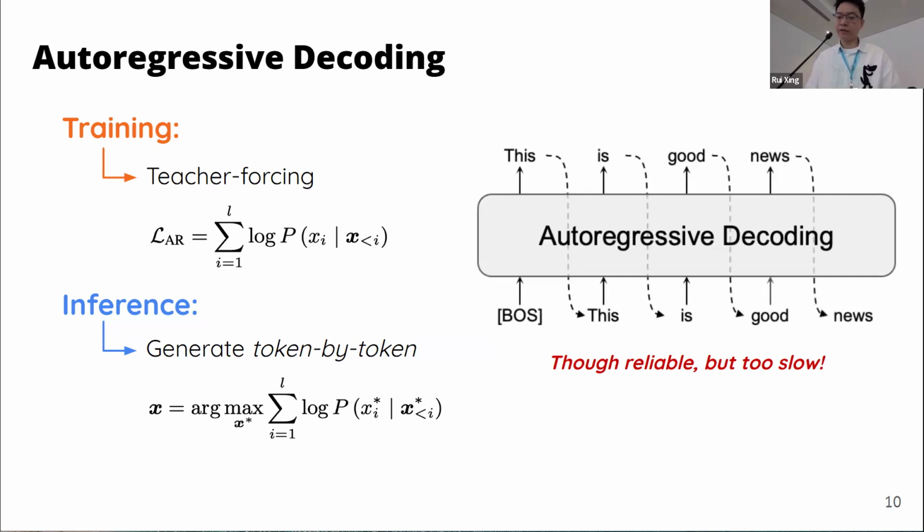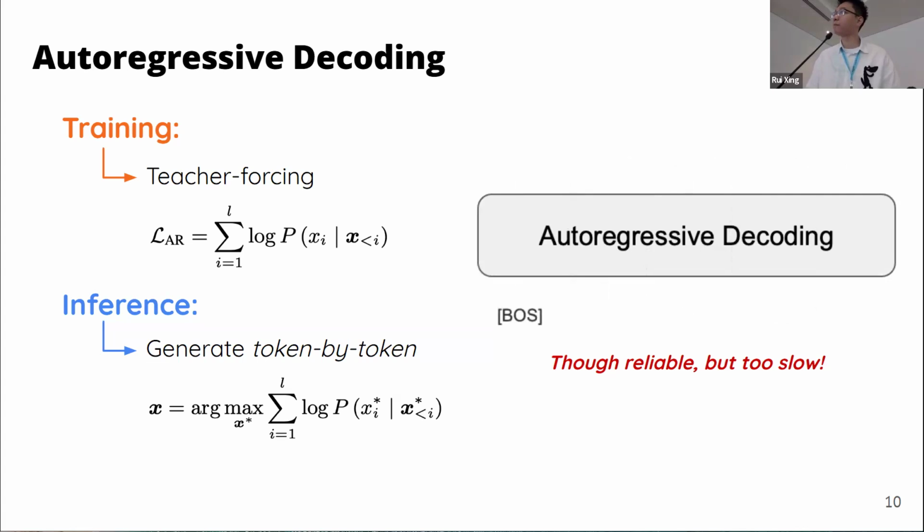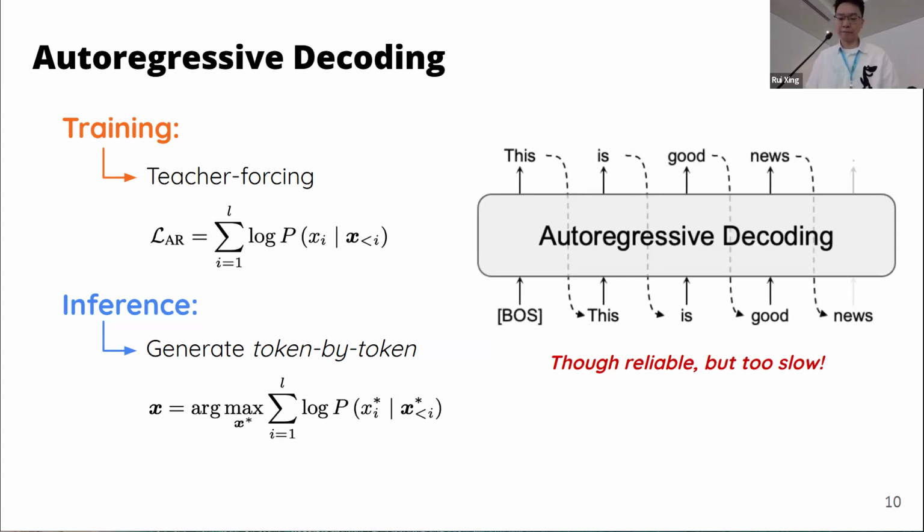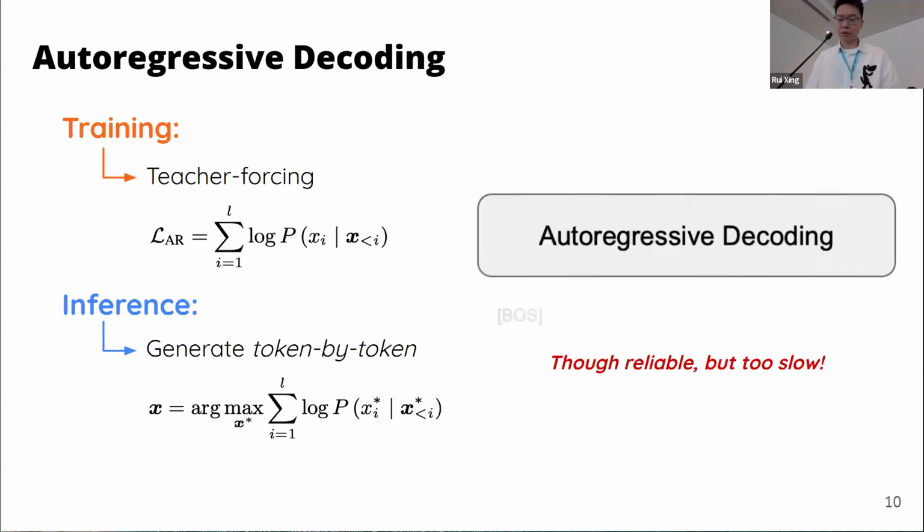A token will not be decoded until all its previous tokens have been generated. And with autoregressive decoding, the inference latency of large language models increases linearly with output sentence length. If we decode 1,000 tokens, intuitively, we will spend 1,000 times as long as decoding just one token.